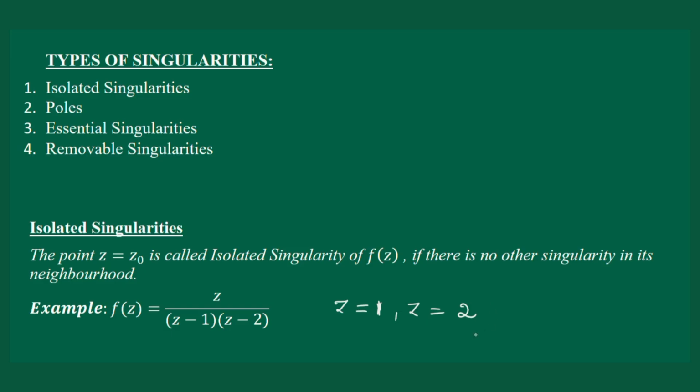In its neighborhood there is no other singular point, so z equal to 1 and z equal to 2 are called isolated singular points. So this is the example for isolated singularities.